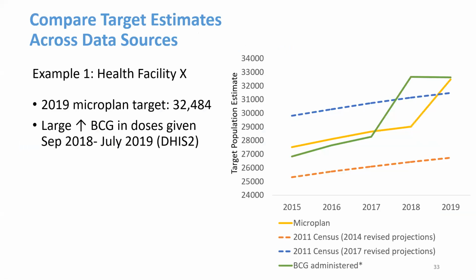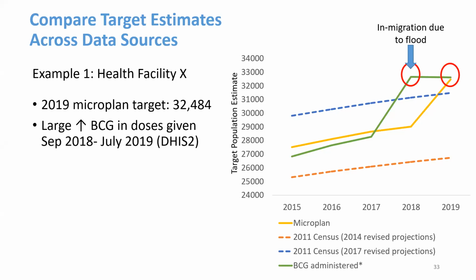So let's look at comparing target estimates across data sources. Here we have an example from a health facility. Their 2019 microplan target was quite high, and this is the line in yellow, at 32,484. We can also see in the green line, there was a large increase in BCG doses given between September 2018 and July 2019, which was found in DHIS2. If you click one more, we can see those are the areas where there was just a big increase in BCG doses compared to years prior.